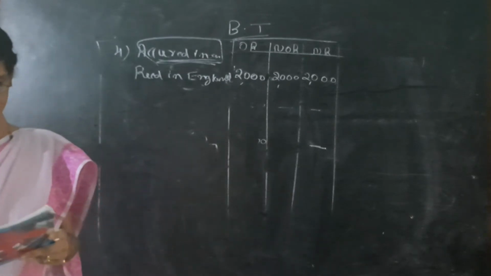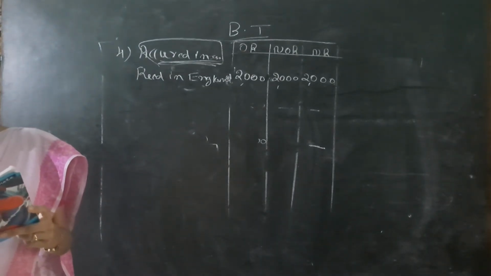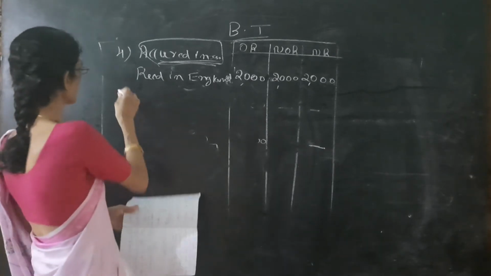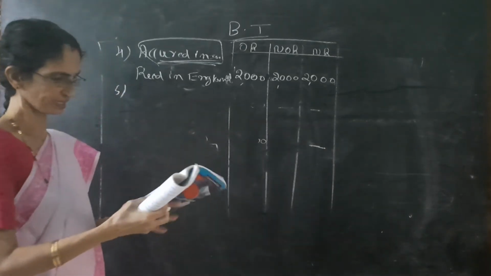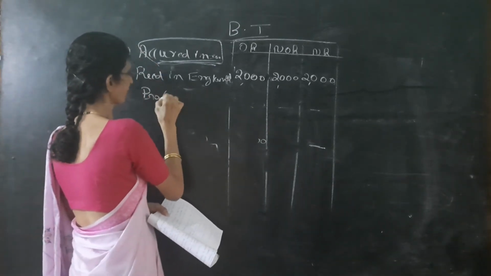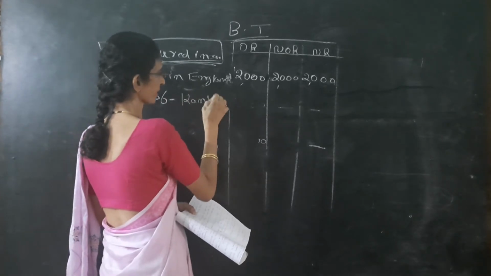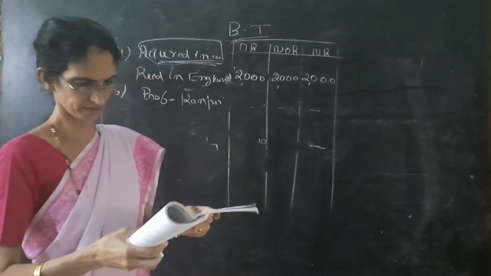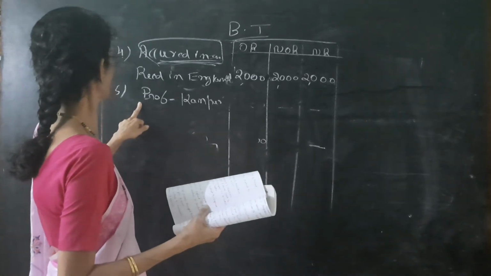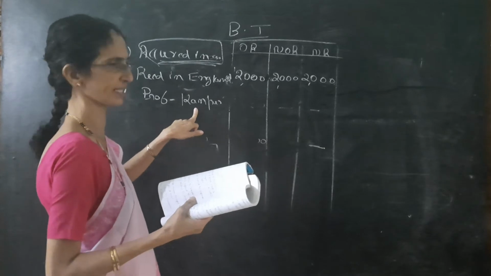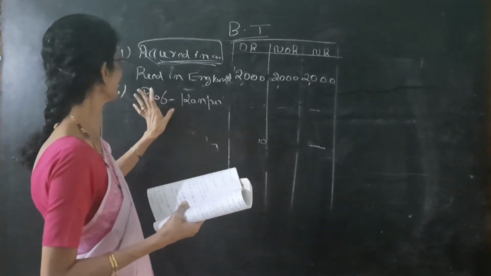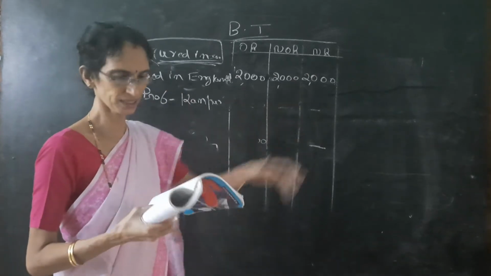Next transaction is profit earned from business in Kanpur. Profit earned from the business in Kanpur. So profit from India, that is Kanpur. Then rupees 6 lakh. So any income, whether it is deemed to be received in India, or accrued in India, or arising in India, is Indian income. So three columns yes.